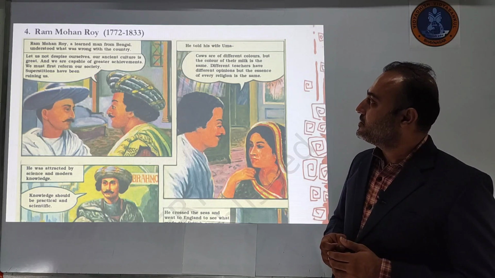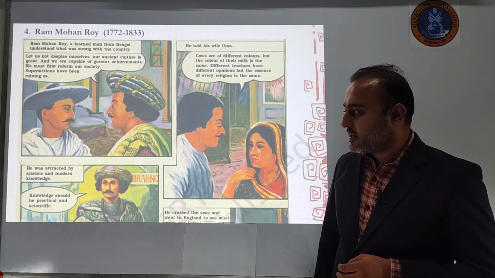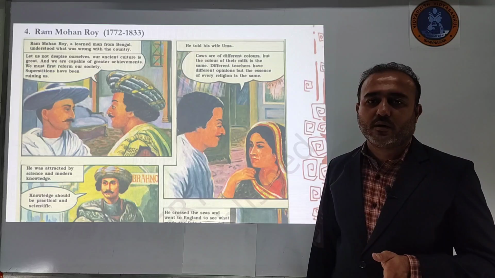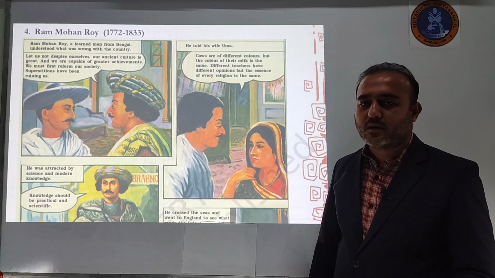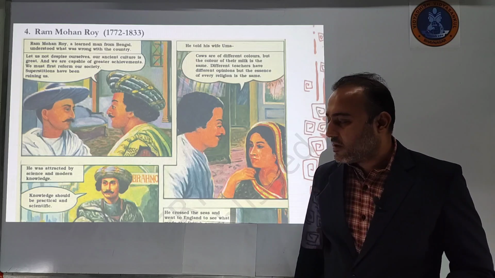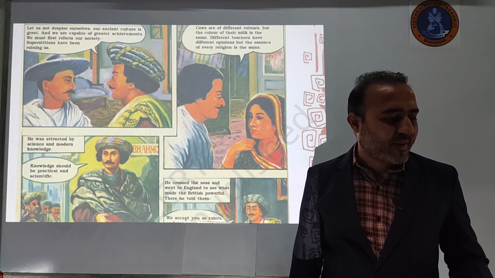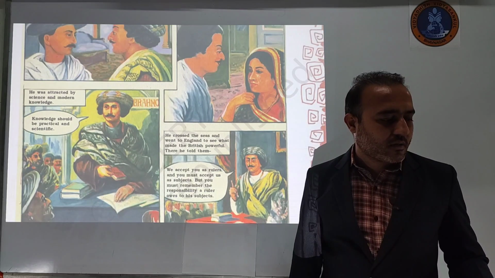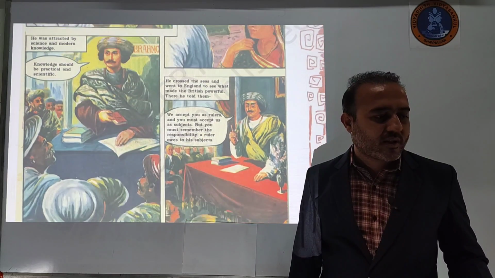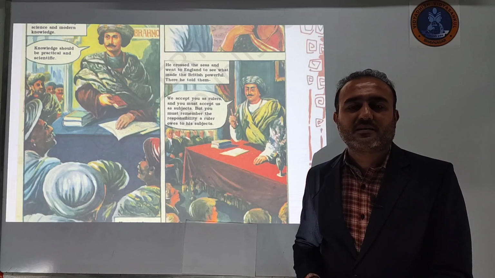So what is written? He is saying further that he was attracted by science and modern knowledge. Right. So Raja Ram Mohan Roy was a very open-minded person and he was attracted towards science and modern knowledge. Further, what is written? Knowledge should be practical and scientific. Okay. So what he is saying is that the kind of knowledge that is important is that which is practical and scientific.